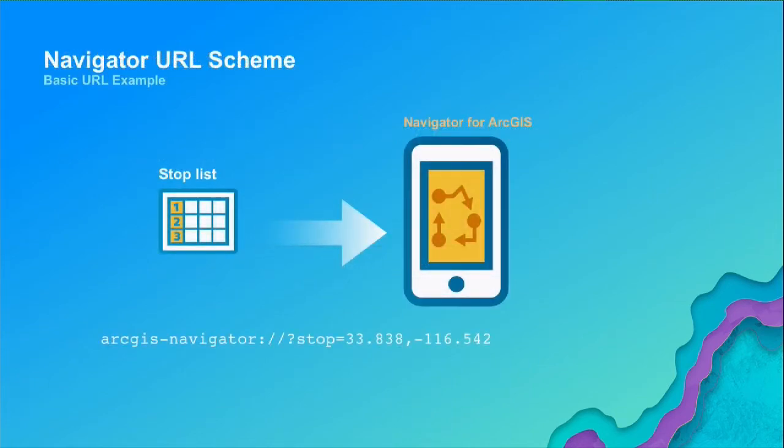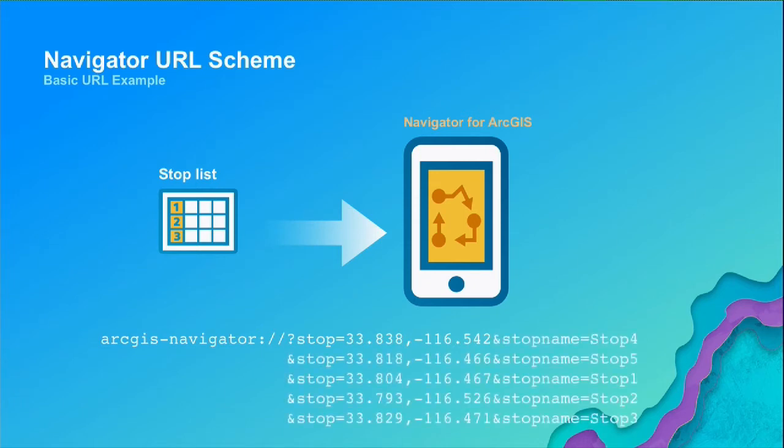So in the context of Navigator, here's one of the simplest URL schemes you can have. You have the application scheme of ArcGIS-Navigator, and then you have one stop. If you want, you can add as many stops as you want. And essentially what will happen is when this gets opened in Navigator, it will calculate a route from your current location to each one of these stops in the order they appear in the URL scheme there. I've also added the stop name parameter in this case, just so it gives a little bit of context to the field worker. So instead of navigating to these coordinates that don't really mean anything, you can give them a meaningful name.